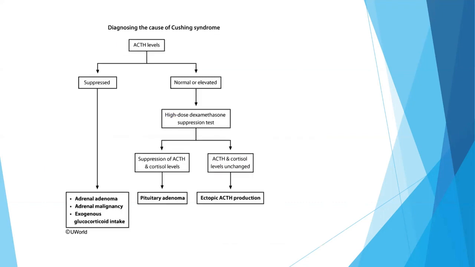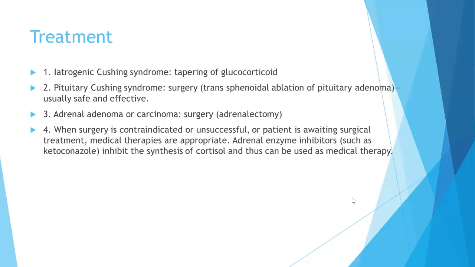Now, this is again a simplified chart from your UWorld. So, diagnosing the cause of Cushing syndrome, you need to check the ACTH levels. If it is suppressed, then maybe the patient has a functioning adrenal adenoma or adrenal malignancy, or the patient is taking exogenous glucocorticoids. Or if ACTH is normal or elevated, then you need to do the high dose dexamethasone suppression test. If the ACTH levels are suppressed, then you need to think of a pituitary adenoma. If the ACTH and cortisol levels are unchanged, then you need to think about ectopic ACTH production.